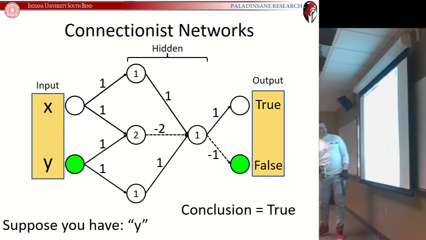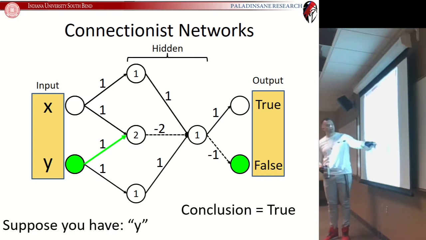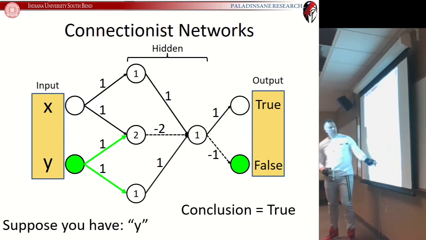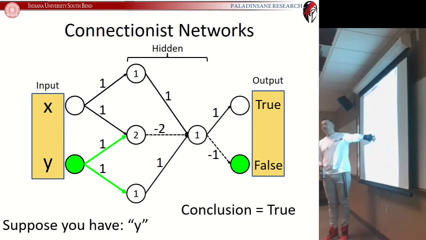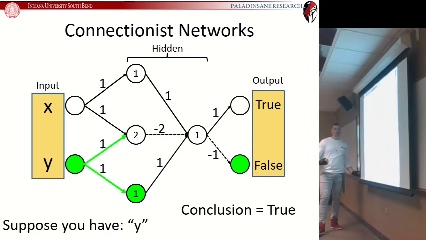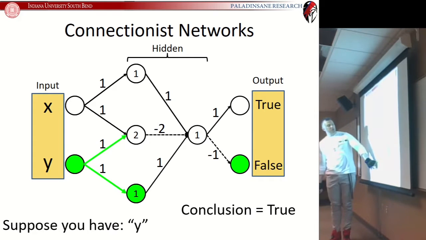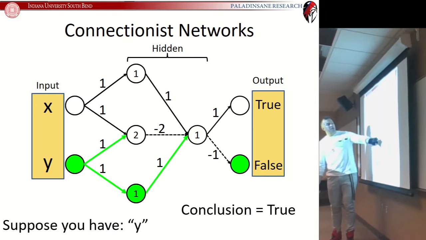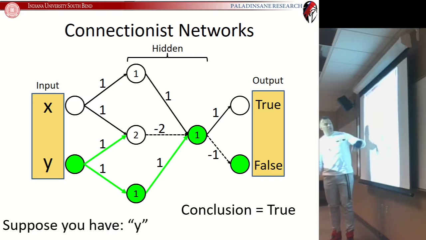Y gets activated, sends one amount of activation to the center unit here, sends one amount of activation to this unit over here. This unit needs 2 levels of activation to activate, so it stays dormant. This unit over here only needs 1 level of activation, so it gets activated. So now it's going to send its message along, sends 1 unit of activation up to this connection to this unit over here. This unit needs 1 unit of activation in order to activate, so it activates.